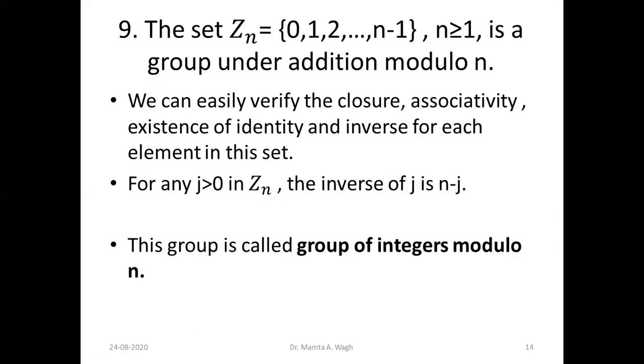So let us see this example, example 9. Here we have taken the group of integers modulo n. Here it is denoted by Zn, and the elements of Zn are 0 to n minus 1. Here n is greater than or equal to 1.